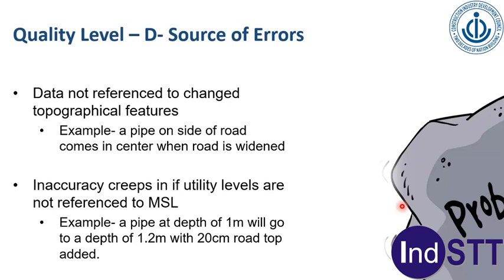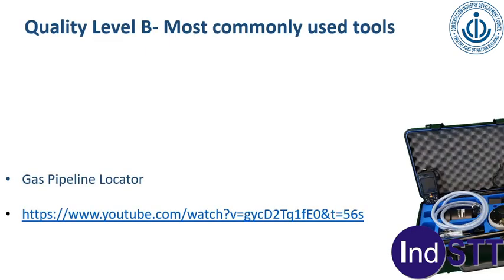Then we have acoustic locators, which are used to detect very small water house connections, etc., which cannot be detected using GPR because of size issues. And we have separate gas pipeline locators. There are references here where you can go and look in detail at all these techniques. So this is what comes under quality level B. And the next is quality level A.